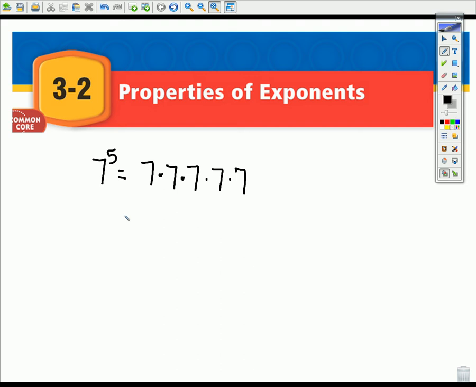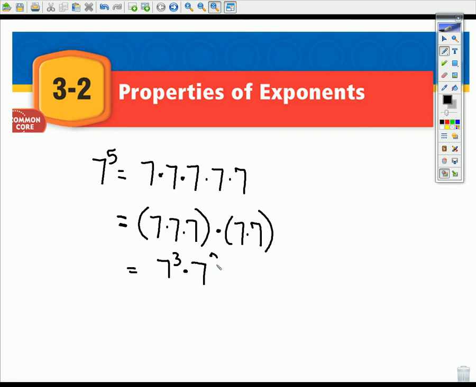I also could write that using my associative property. So if I go 7 times 7 times 7 times 7 times 7, notice I have the same amount of 7s. That's 7 to the third power times 7 to the second power, which still gives me 7 to the fifth power because I still have 1, 2, 3, 4, 5 7s.